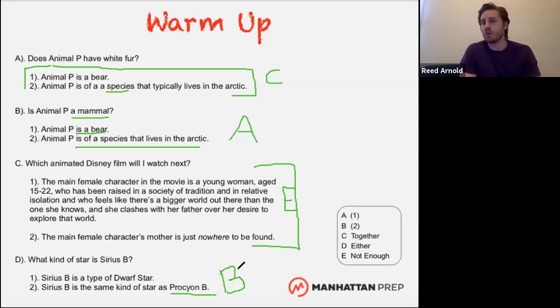What could you do? You could go look up what Procyon B is and see what kind of star it is, and Sirius B would be the same kind. The fact that we didn't know what kind of star Procyon B is, that's not the same thing as it being insufficient information. It is sufficient information. We just need to supply the knowledge to compare Procyon B to whatever kind of star it is, and then say that that is the same as Sirius B. Okay, it is logically sufficient information. It might not be sufficient because we don't know what Procyon B is, but that's not the point. Insufficient doesn't mean I don't know. It means I can't possibly know. It's not enough to know, whereas it is enough to know that Sirius B is the same kind of star as Procyon B.